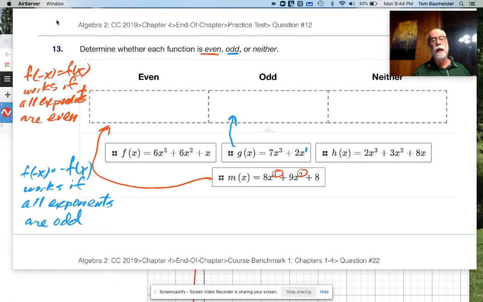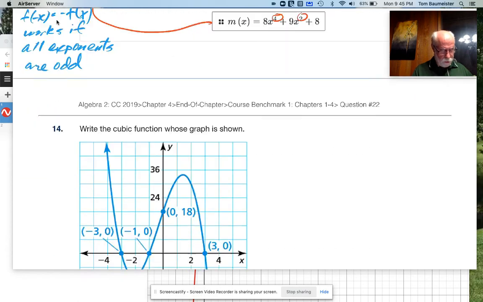The other two have an even and an odd. So both of those will go into this one here, because both of them will be neither. And you could work them out like we did in the notes, but I'm giving you another gimme here if you're paying attention.